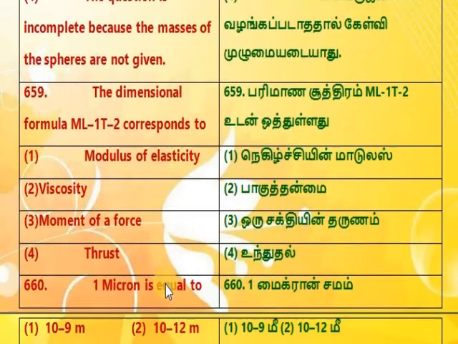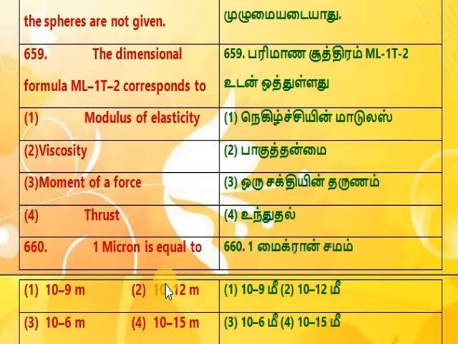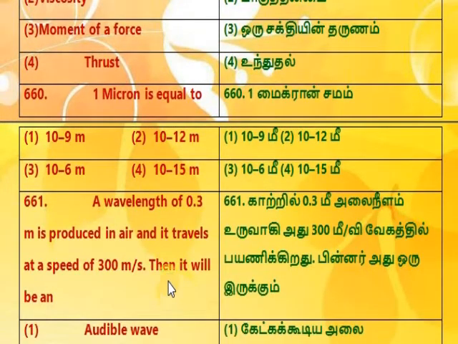659. The dimensional formula ML^1 T^-2 corresponds to: 1. Modulus of elasticity, 2. Viscosity, 3. Moment of a force, 4. Thrust.